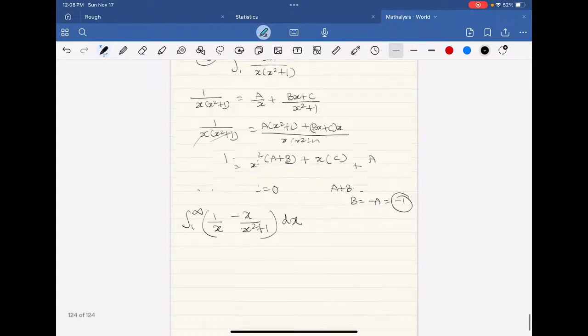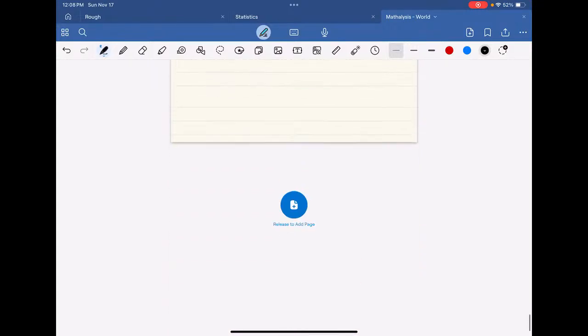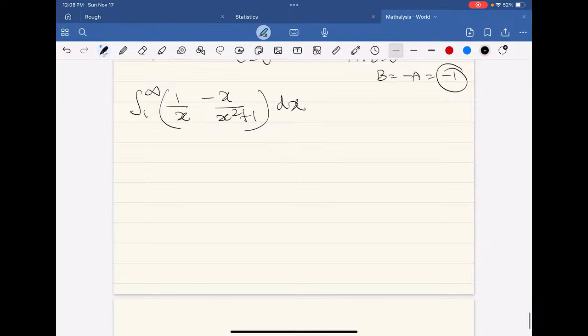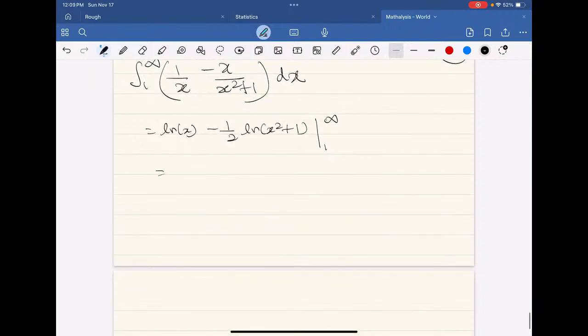That is it, right? Now it's easy to integrate this because the integral will just be ln x minus half of ln of x square plus 1, going from 1 to infinity. First of all, let me write these ln's together. If I write it together, that will just be ln of x by square root of x square plus 1, going from 1 to infinity.